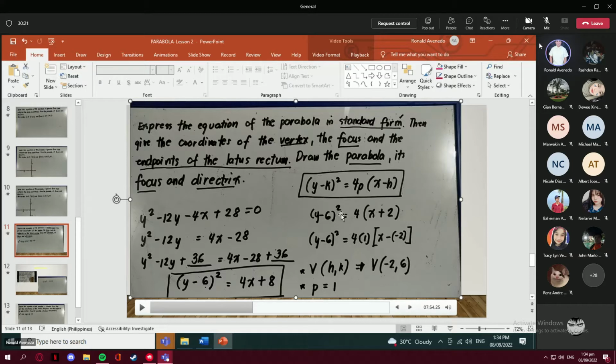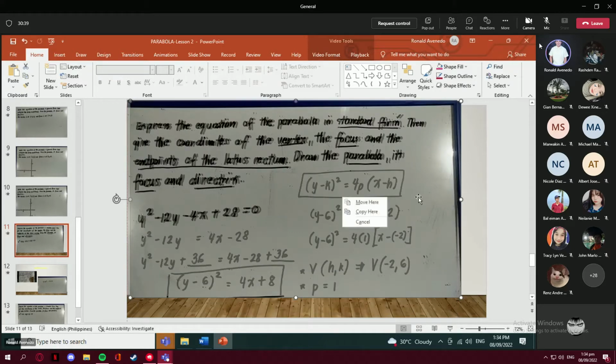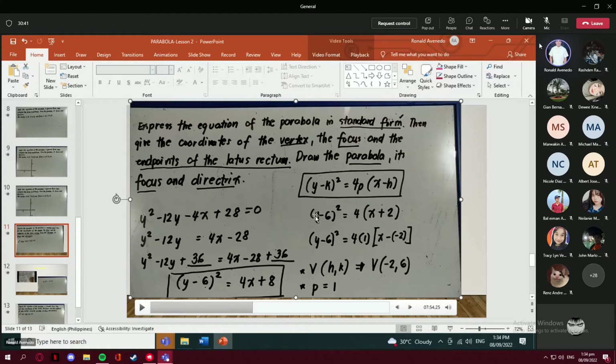So if we factor out 4, magiging the quantity of y minus 6 squared is equal to 4 times, then what would be left is x plus 2. Now, compare this to nakabox sa upper right, and this one sa baba. So y minus k squared, y minus 6 squared, then x minus h, x plus 2. This method, comparing these two equations, would give us the value of h and k.